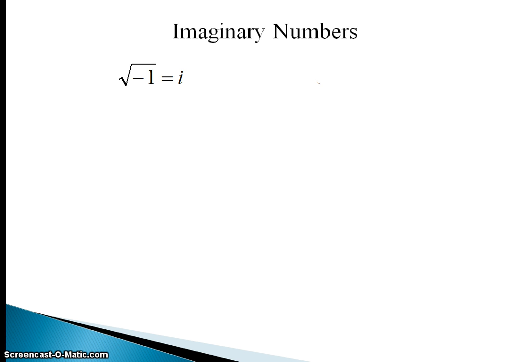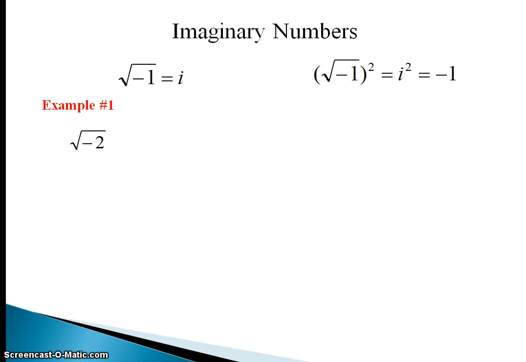Now, what are imaginary numbers? Well, the square root of negative 1 is known as an imaginary number, and the notation we use is this lowercase i. The square root of negative 1 squared, or i squared, is negative 1. Now let's look at an example of how this is used.